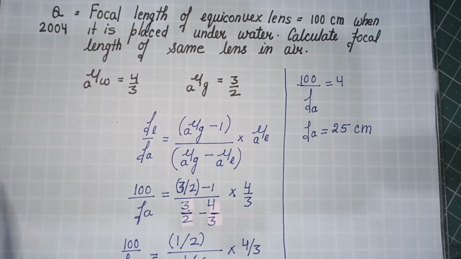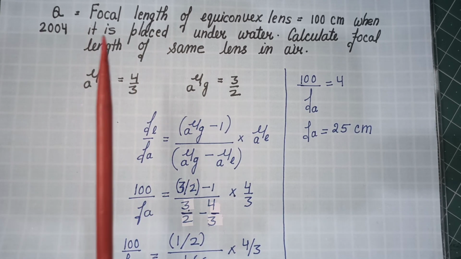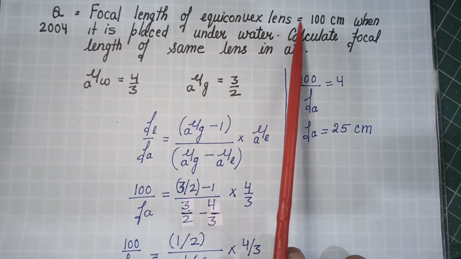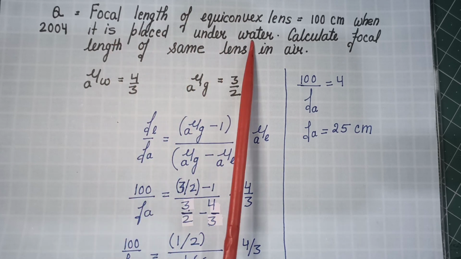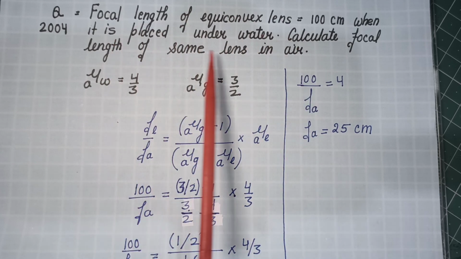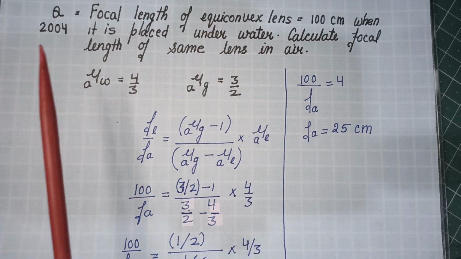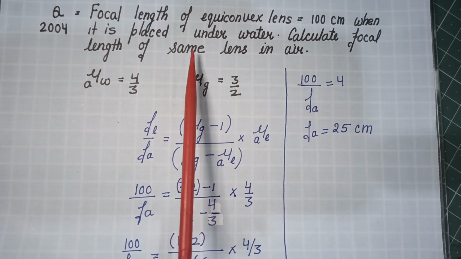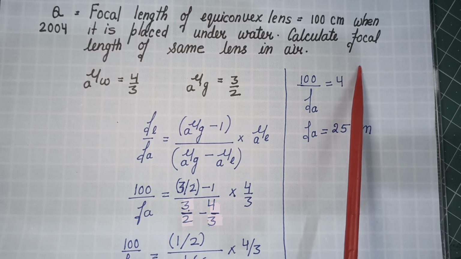Again, the question which we have done earlier, 2004, same repetition of the same concept used in this question also: an equiconvex lens whose focal length is 100 centimeter when this lens is placed in water. Calculate the focal length of the same lens in air. Now in the previous questions we have seen the focal length in air is given and we need to calculate the focal length when it is immersed in liquid. Here the focal length in liquid is given and we need to calculate the focal length of the lens in air.